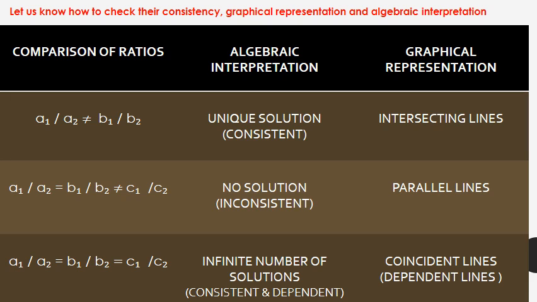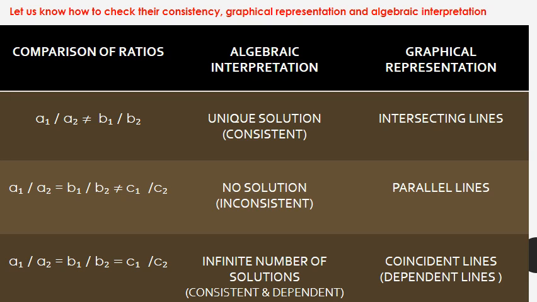First comparison of the ratio is if a1 by a2 not equal to b1 by b2, then the equations are consistent and they have unique solution. Unique solution means they have only one solution. And if the two equations are represented graphically, they are intersecting lines. This is the first type of comparison.